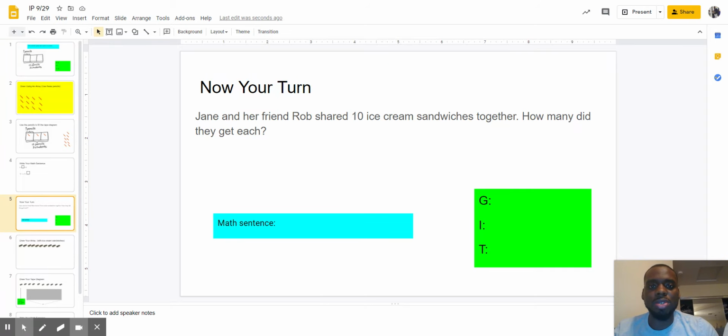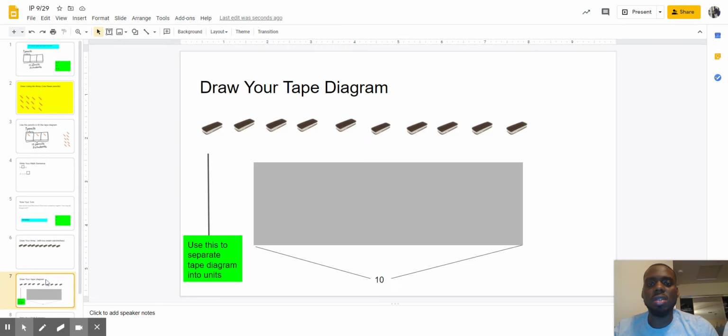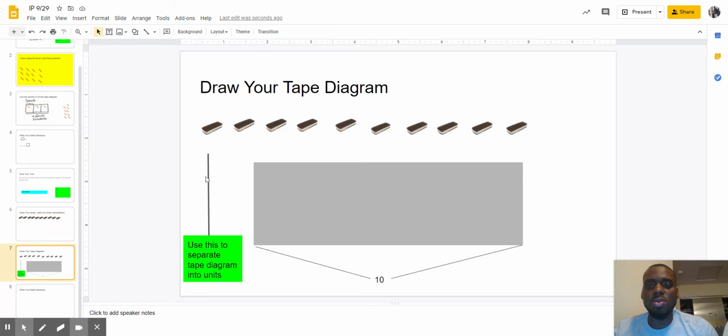Jane and her friend Rob share 10 ice cream sandwiches. You're going to do the same thing Mr. Richardson did, friends. And you also have a math sentence, which is blank. So I want you to try now. You have your ice cream sandwiches, your tape diagram. You're going to use this line, and you're going to separate the tape diagram. You're going to put it right in the middle, friends, because we want to equally separate it.